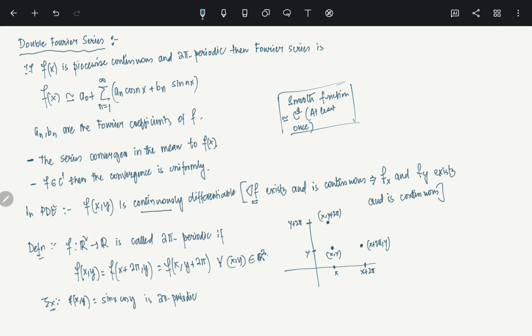Why? Because once you fix a y, this basically looks like a constant, and then the other factor is 2 pi periodic. And again, if you fix an x, then this is the only function we are talking about, which is again 2 pi periodic. So basically this is true. This is the sort of function we are talking about, a 2 pi periodic function in the context of several variables.